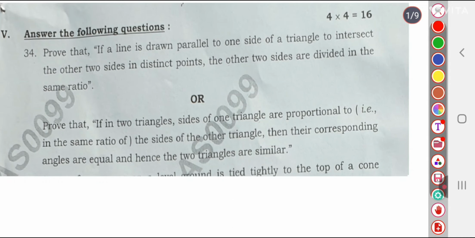Today's video will solve the 5th and 6th main questions from the preparatory question paper. The main answer the following question, 4 marks question. In question number 34, prove that if a line is drawn parallel to one side of the triangle to intersect the other two sides in distinct points, the other two sides are divided in the same ratio.